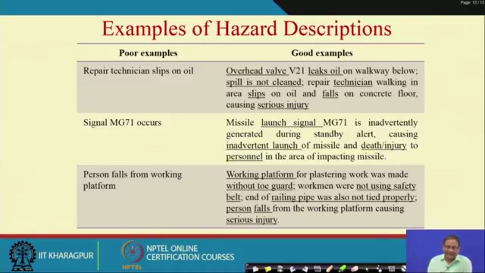Here you see that it is basically for describing hazard, how to write the hazards properly. In there are poor examples and good examples. Many a time, based on my experience, when I have seen some accident report or inspection report, people have written: repair technician slips on oil.